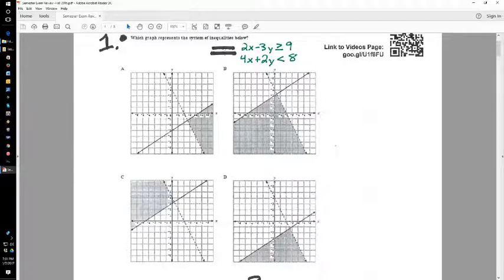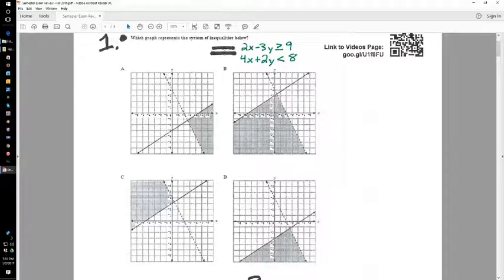Here we go. Number one, which graph represents the system of inequalities below? You've got two lines, and you're asked which of the four graphs is the graph of those two lines. First thing to remember, if you've got to shade and dot these things. To graph them, you shove them in your calculator. I'll start off by solving for y, so you can graph them.